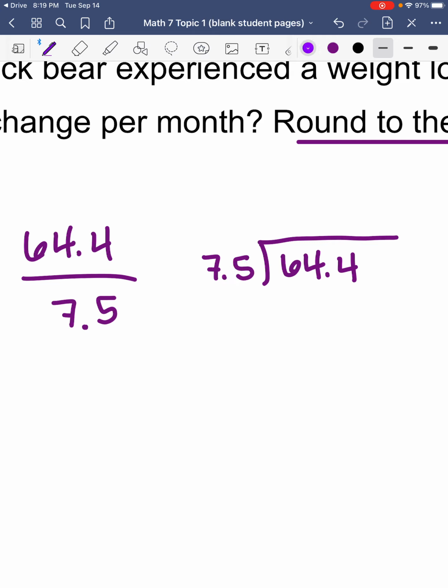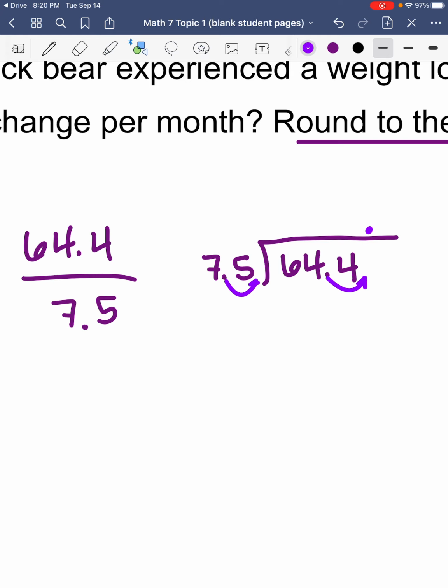But remember, on the outside, we do not want a decimal. I want to make that a whole number. So in order for me to make that a whole number, I have to move my decimal point 1 place over in that direction to the right. So I'm going to do the same thing over here. Move my decimal 1 place value over here. So I'm going to go ahead and put my decimal in my quotient line. And now I'm going to ask myself, how many times does 75 go into 644?